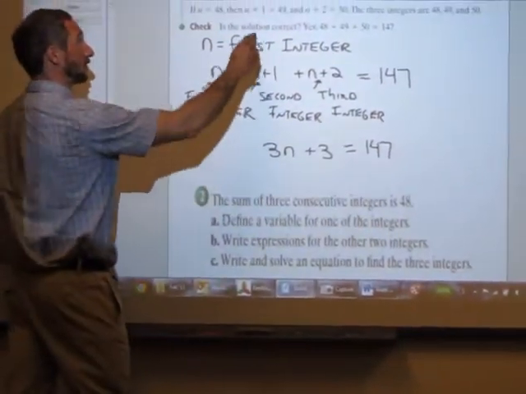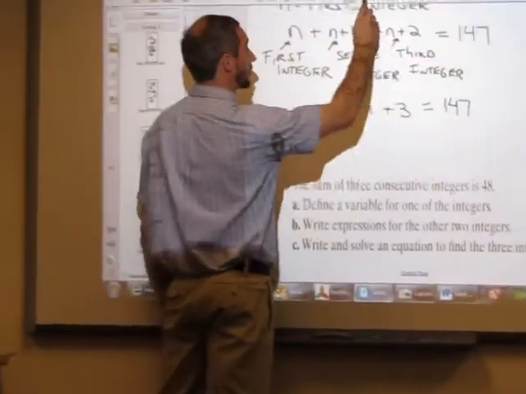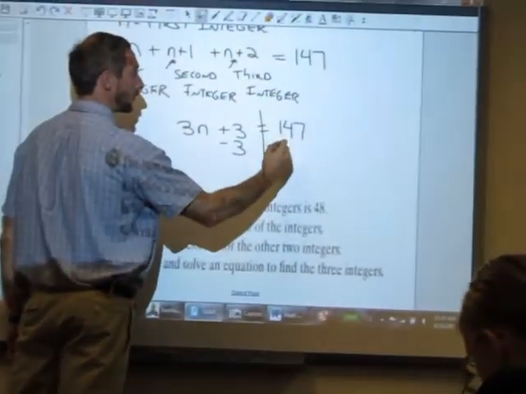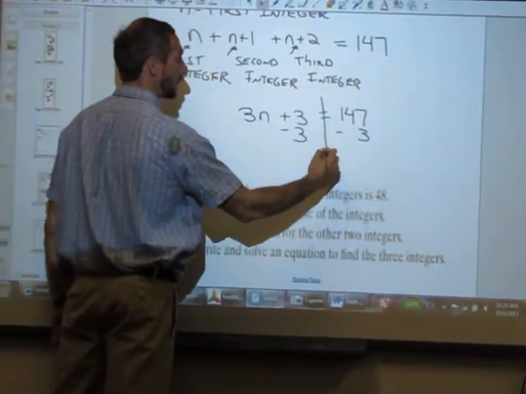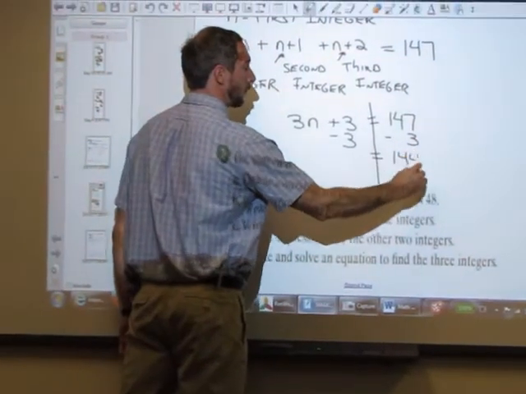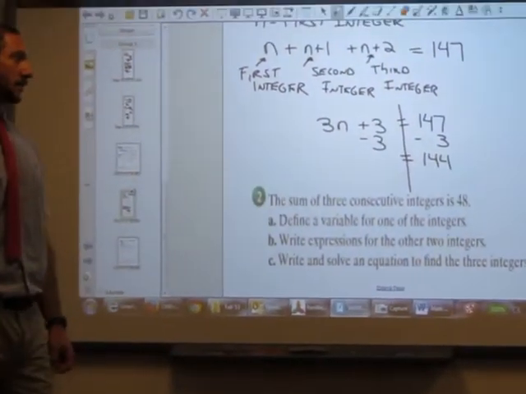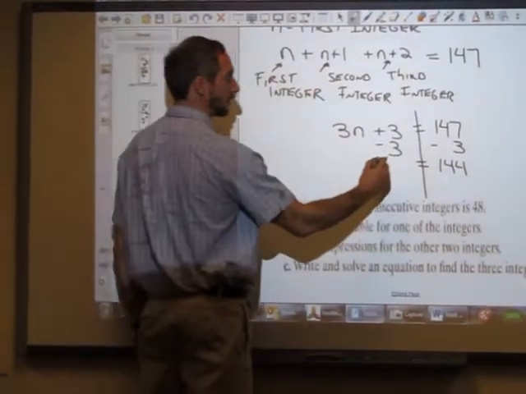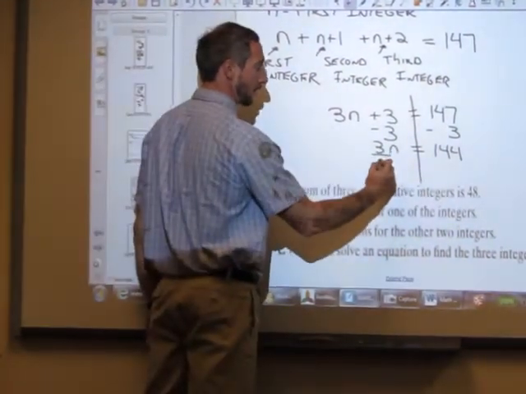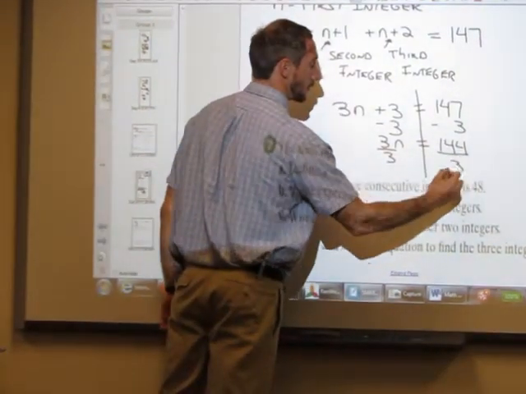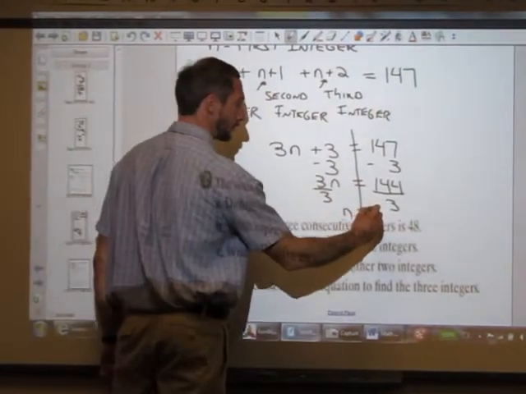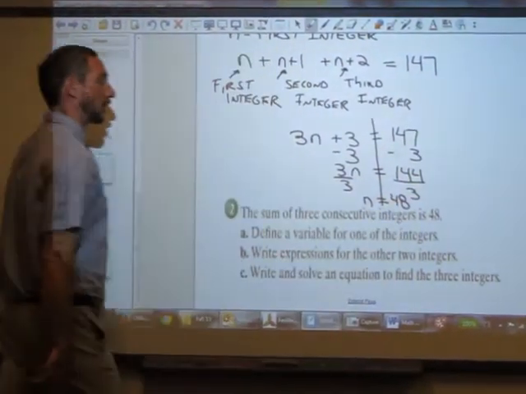Now it's time to solve. Go ahead, Trey. You subtract both sides by 3. Let's subtract 3. Show my balance scale. Subtract 3. What's that going to equal? It'll equal 144. And then you divide both sides by... Bring down everything we haven't used yet. What have we not used? The 3n. Okay, divide both sides by 3. Exactly. So n is going to equal what? 48.